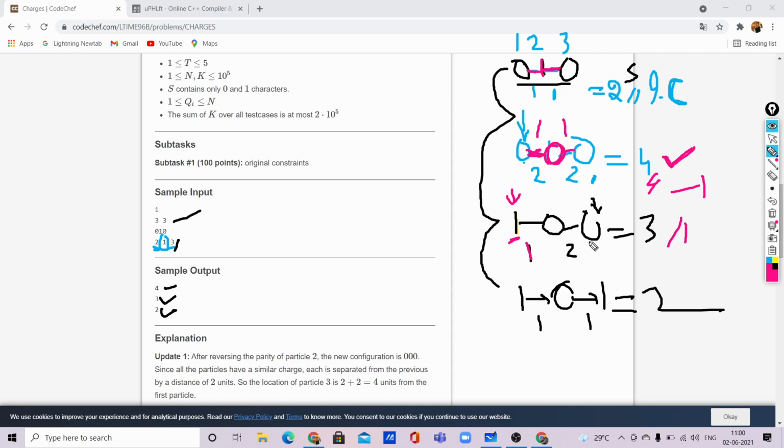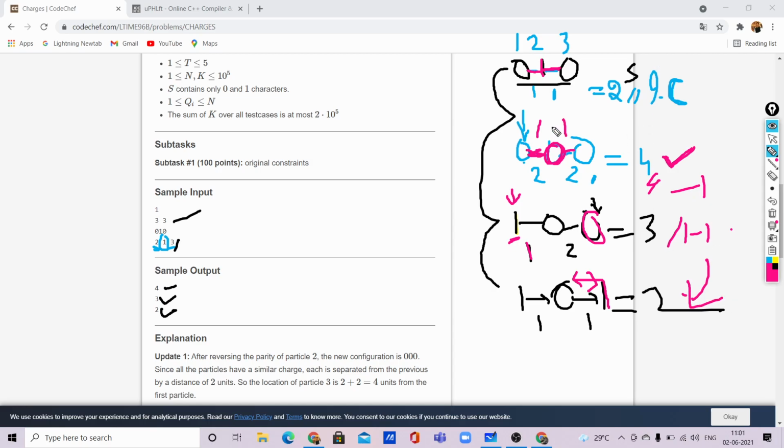Now let us see the third. Again 0 is converted to 1. So again the same is converted to different, because these are differing in values. The answer should be decreased by 1. So 3 minus 1 is 2. So we'll get 2. I hope you understood the logic.